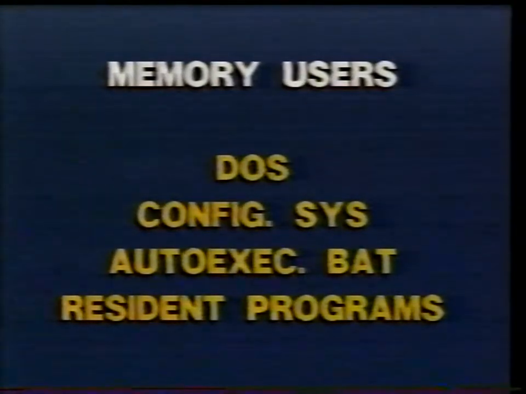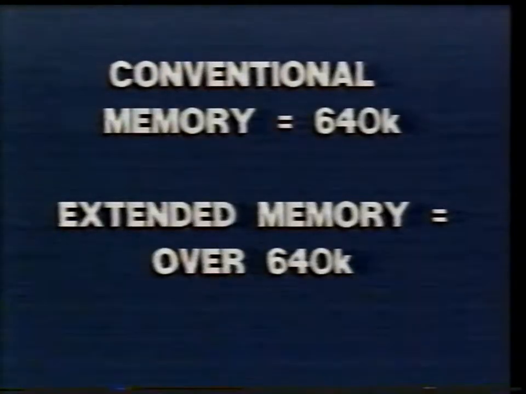Further, the commands in your config.sys and autoexec.bat files may use up additional conventional memory. The remainder of memory is left for your application programs, like Windows, for example. Extended memory is general-purpose RAM that acts as an extension of the conventional 640K that comes with your computer.